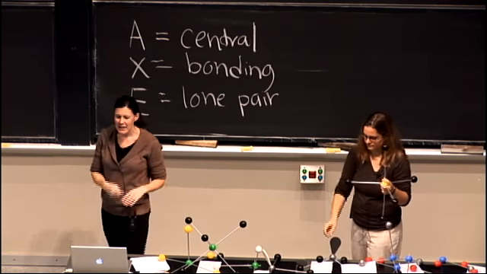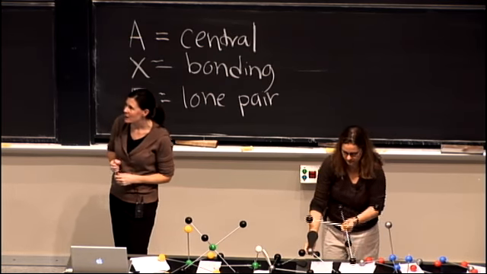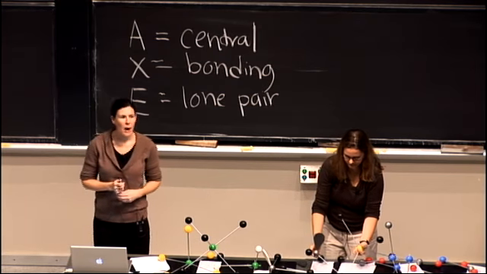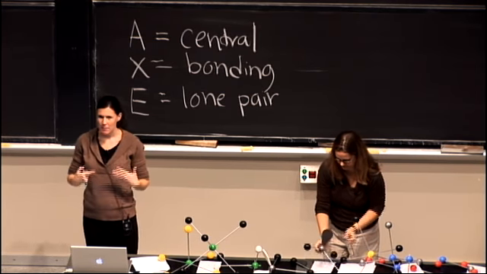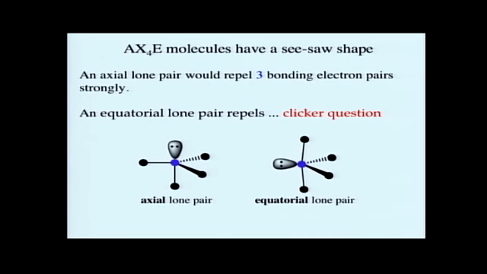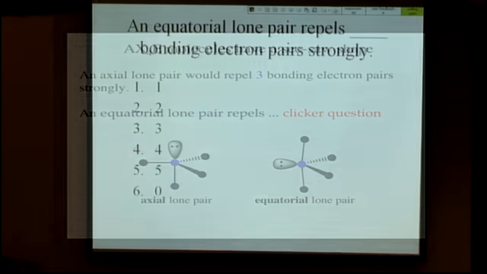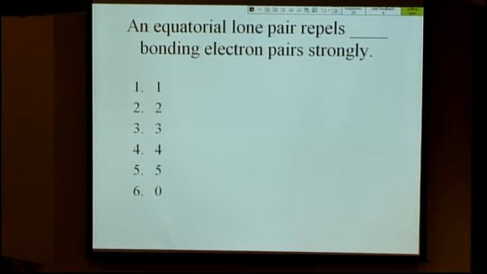Now, would you tell me, if we think about an equatorial lone pair, how many different bonding pairs will it strongly repel? So you might need to look at your notes to actually compare these two before you submit your answer up here. All right, let's take 10 seconds on that.